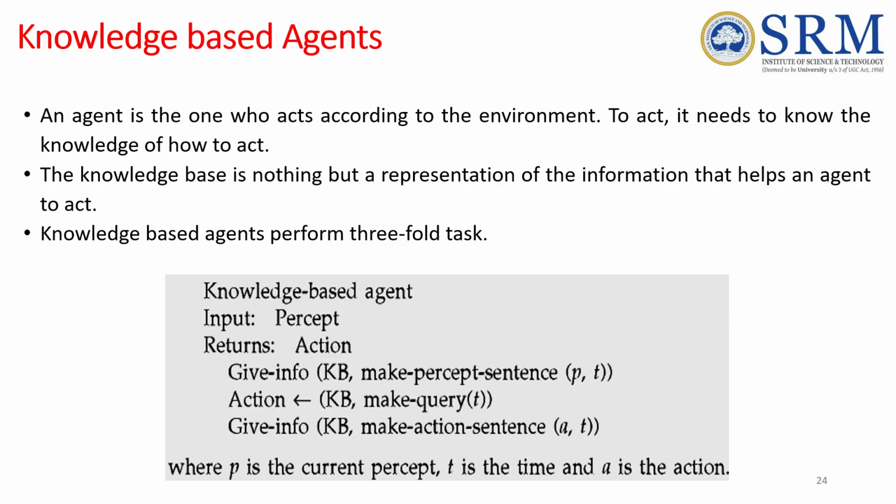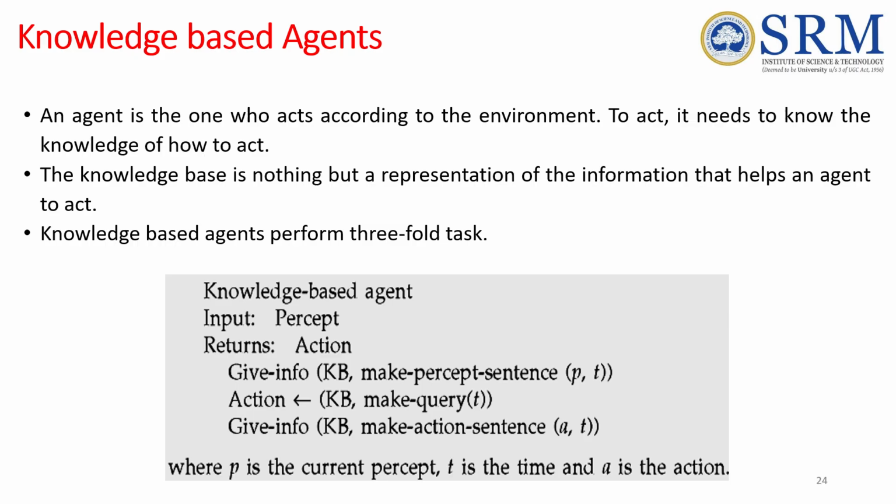The agent receives the information from the environment and stores it in the knowledge base. For example, a robot sees an obstacle: obstacle ahead, time equal to 5. It is stored in the knowledge base, so obstacle ahead at 5 updates the knowledge base.